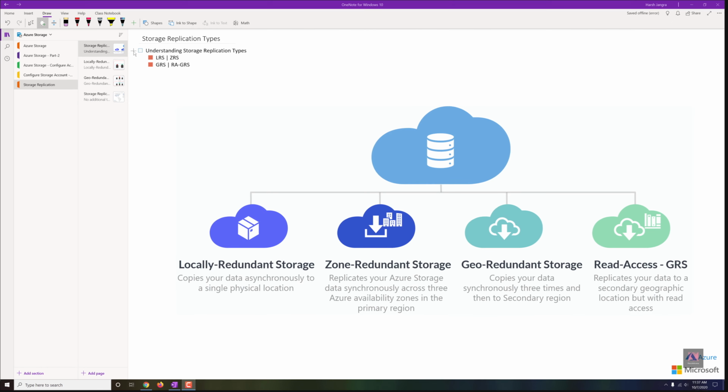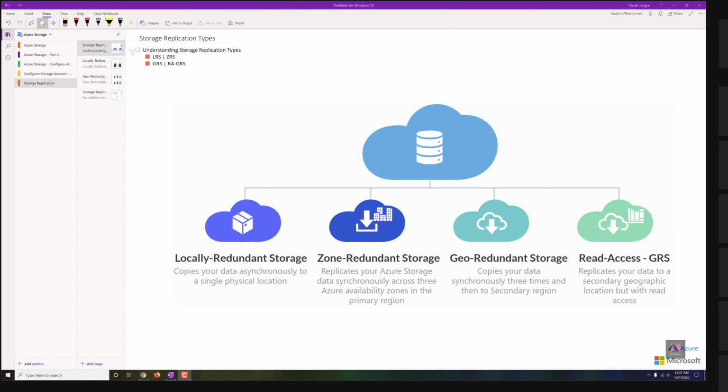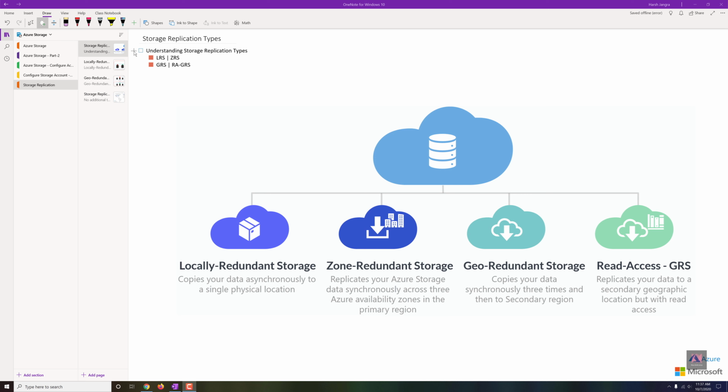It's been a long time, guys. I did not make any video on Azure Storage. But one thing I would like to tell you here is Azure Storage is a very important topic, and even though you are preparing for fundamentals, associate or expert level certification in Azure, you always get questions from storage.